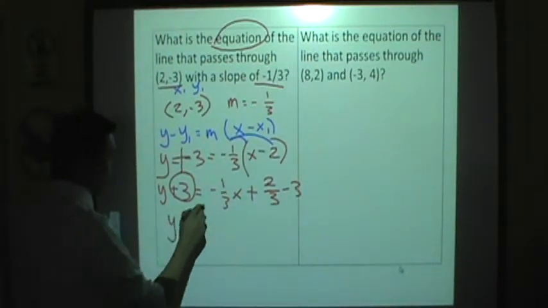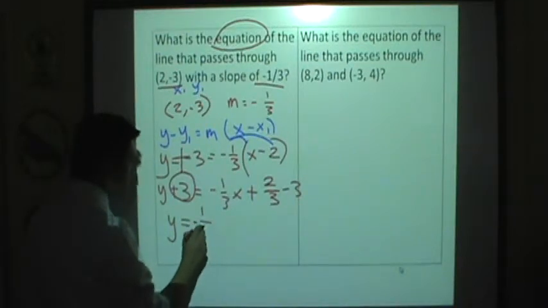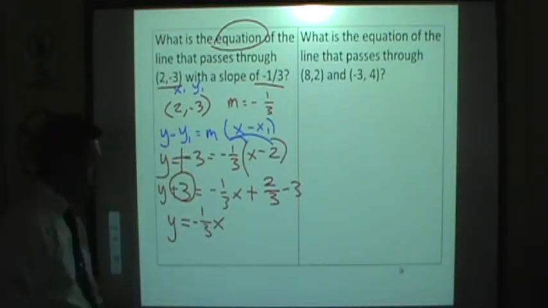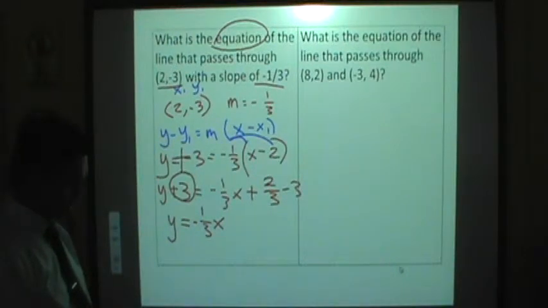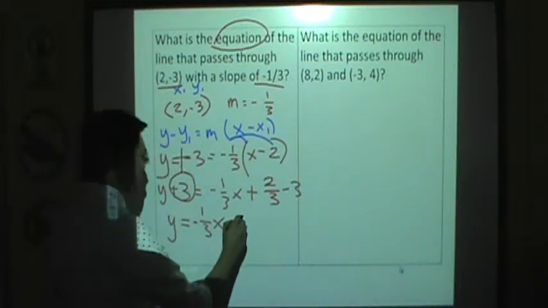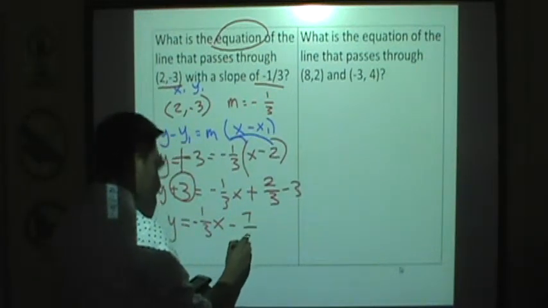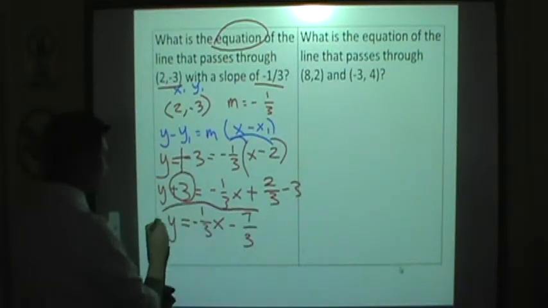So now we have y equals negative 1/3 x. Now, using your calculator, 2 divided by 3, or 2 over 3 minus 3, and then math, enter twice, you're getting negative 7 over 3. And this is going to be the equation of the line.